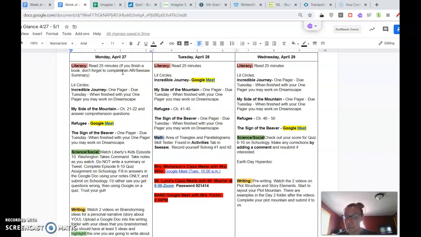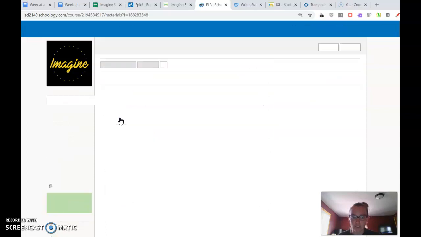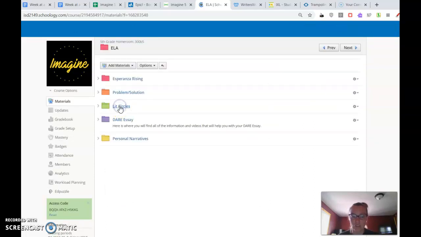For lit circles, here is the plan. So some of you are done, some of you are finishing your book, so we're all kind of all over the place. Incredible Journey and Sign of the Beaver, you guys are working on your one-pagers, okay? If you finish your one-pager early, then you need to go on to Dreamscape and do some Dreamscape reading projects on there and work through some problems on there. When you are finished with your one-pager, you are going to upload it into the one-pager folder. Remember, you go to ELA and then Lit Circles, and then we go into the one-pager folder.